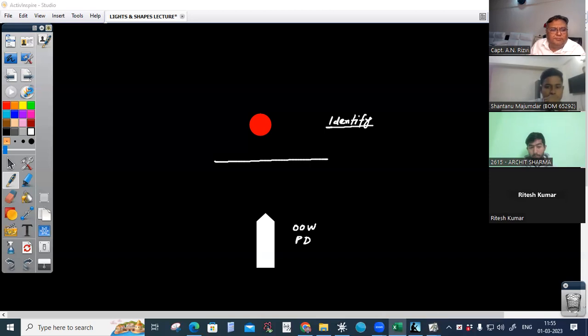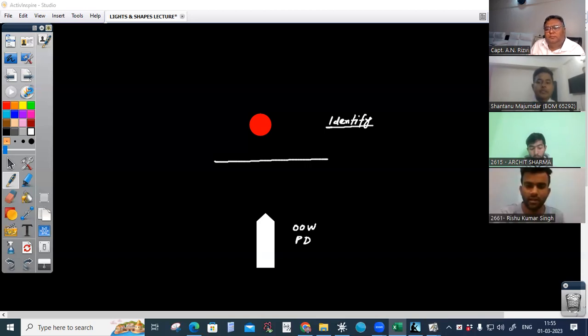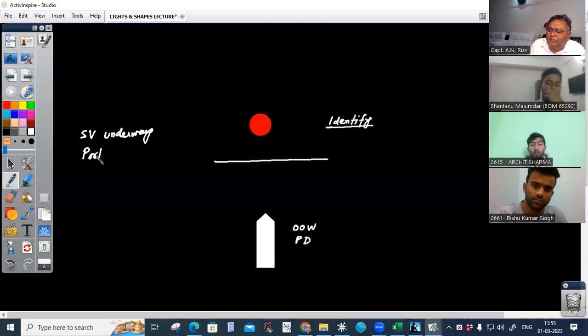Next, Rishu Kumar Singh. Sir, this is a sailing vessel underway. Seen from the port side. Okay, what else?